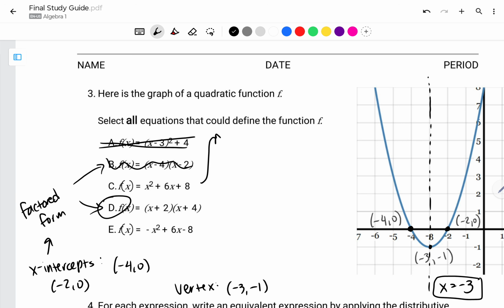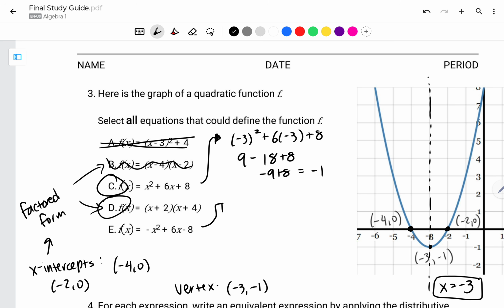If I plug in -3 squared plus 6 times -3 plus 8, I need to see if I get -1 to get my vertex. Okay, 9 minus 18 plus 8. 9 minus 18, that's -9. Yeah, okay, I get -1, so that one's good.